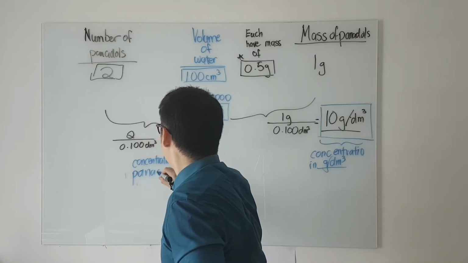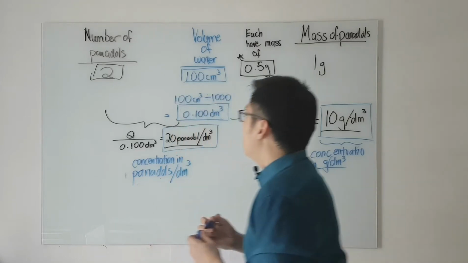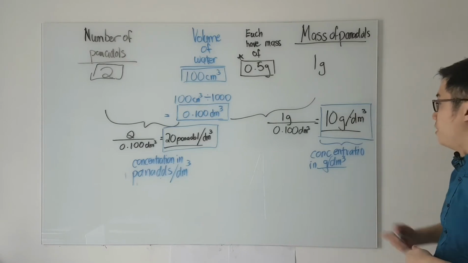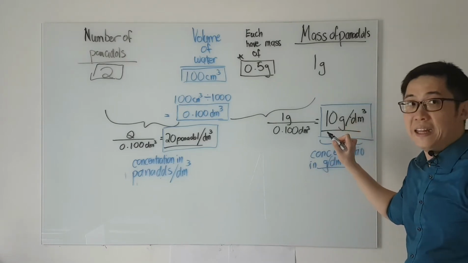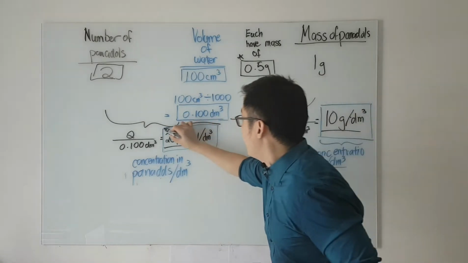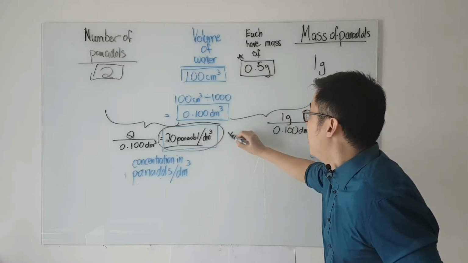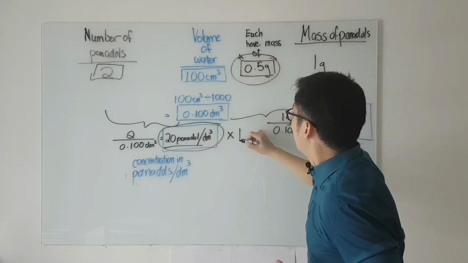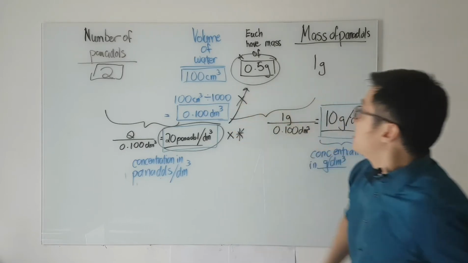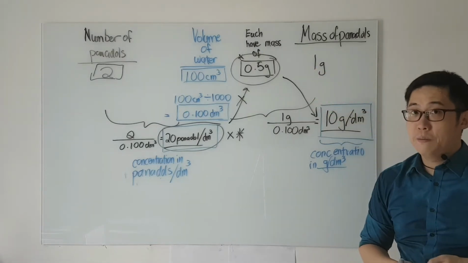Panadols per dm cube. You will see, students, that in order for me to get this value here, in this case 10, all I need to do is take this value here, 20 Panadol per dm cube, and multiply it by this value here. So I take this and I multiply this. And what I'll get is actually 10 grams per dm cube.